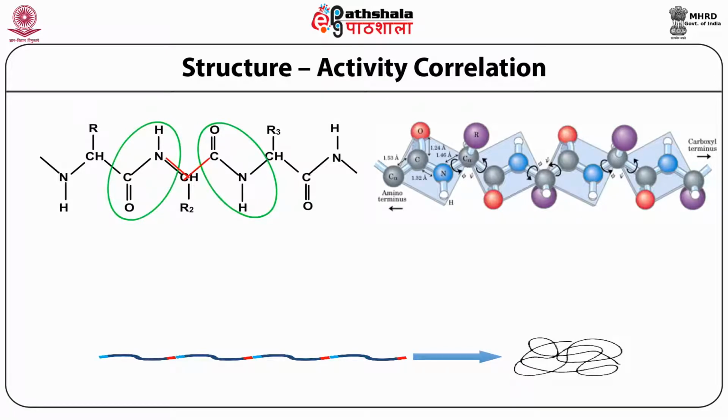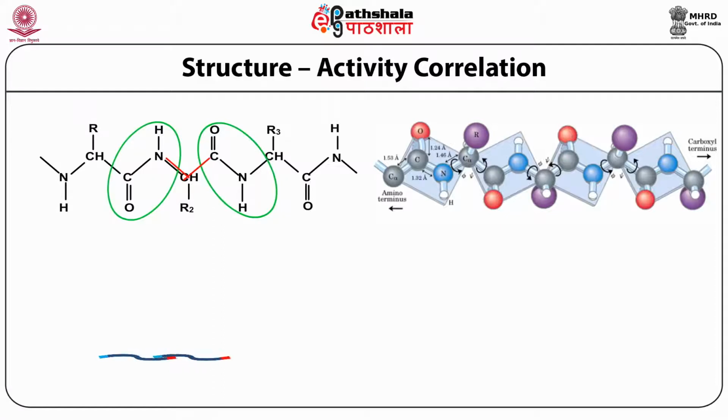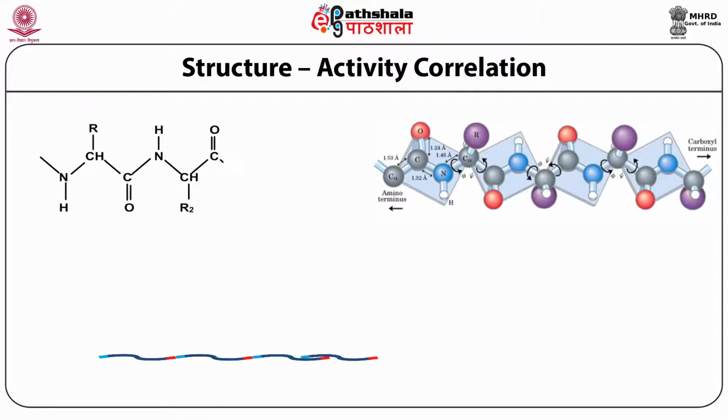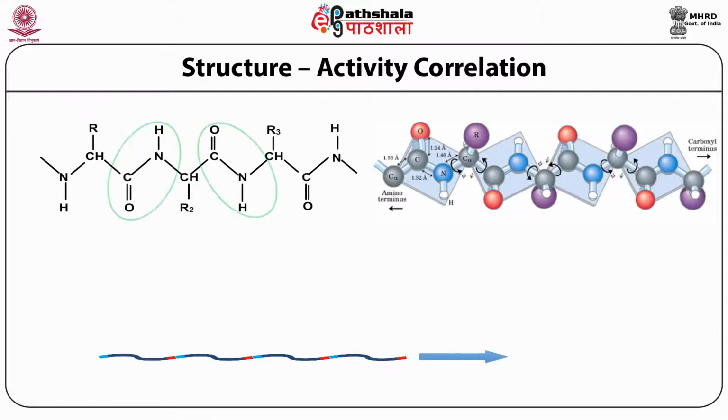There are two red lines drawn. This is the N-C alpha connection. The other red line is the C alpha-C connection. So there are these two bonds. These two red lines are showing bonds. They are single bonds. They are rotatable bonds. That means with respect to these rotatable bonds, these two peptide unit planes can be oriented.